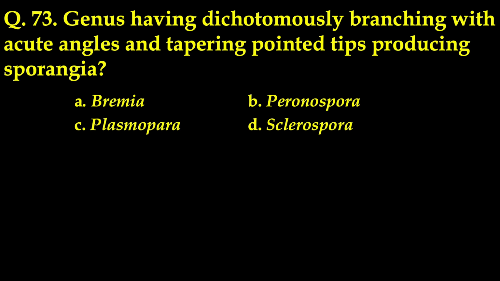Next question is on genus having dichotomously branching with acute angle and tapering pointed tips producing sporangia. There were 4 options. Options were Bremia, then Peronospora, Plasmopara and Sclerospora. Out of all these 4 options, the correct answer is Peronospora.